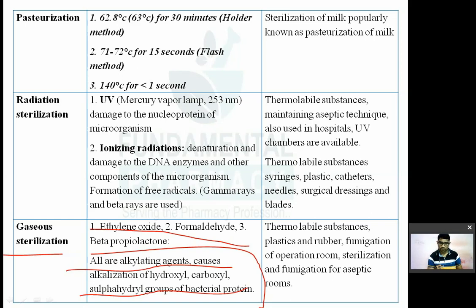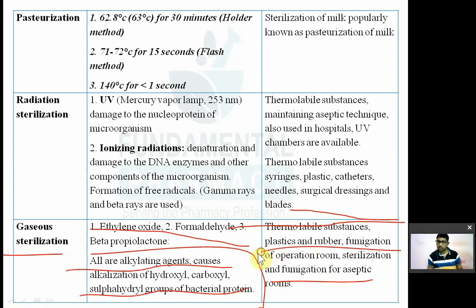Okay. So gaseous sterilization में आपका ethylene oxide, formaldehyde and beta propiolactone, all cause alkylation of different groups of bacterial protein like hydroxyl group, carboxyl group, sulfhydryl groups. Now they are again used for thermolabile substances, those substances which cannot tolerate the temperature. So again, this gaseous sterilization is for thermolabile substances, plastic material, rubbers, fumigation of operation room, sterilization and fumigation for aseptic room also. Fumigation for operation room.